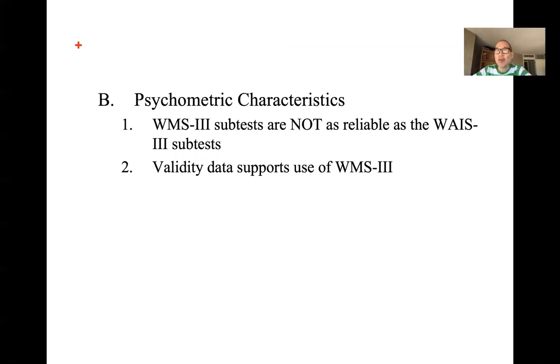Now, what are the psychometric characteristics of the WMS? Okay, not as reliable as the WAIS-3 subtests. Probably reliability is more like in the 70s and 80s. But the validity data are fairly strong, in the 80s and 90s, for the WMS's ability to distinguish those who are suffering from neurological problems versus those who aren't.